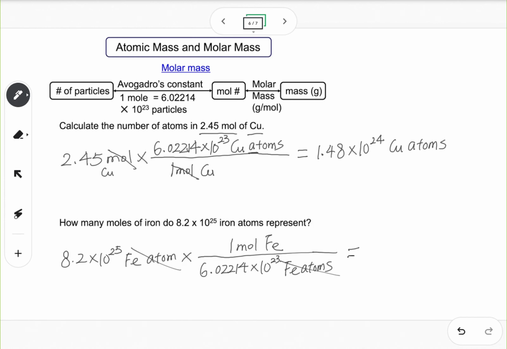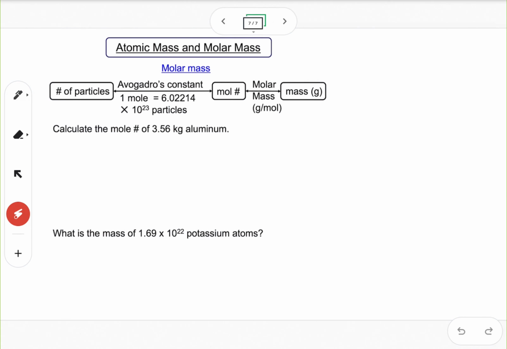Then the final units. Again, pay attention to the significant figures. I have 2 significant figures, mole iron. Okay. The reason why we have two significant figures is because this one has 2. All right, now let's take a look at more examples.